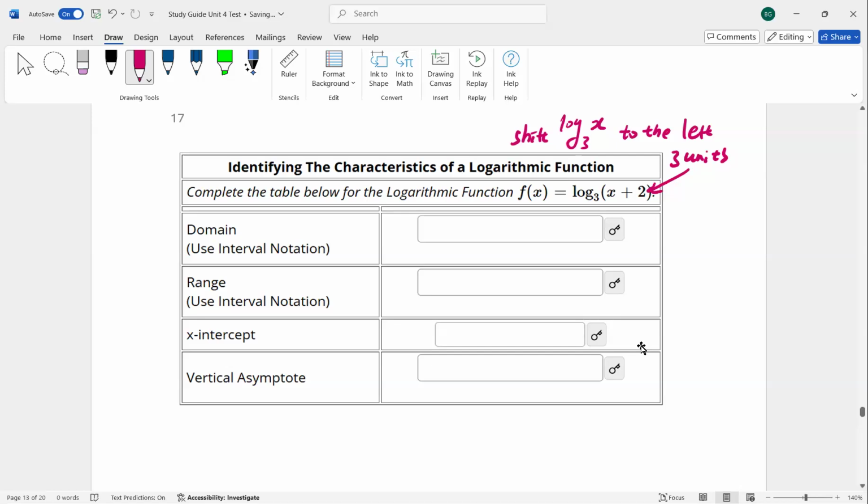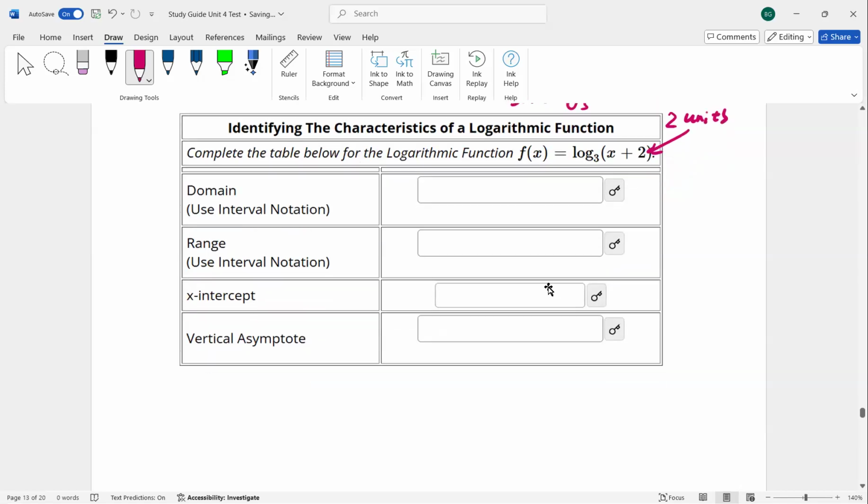All right, so firstly, 2 units. The mother function, log with base 3 of x, since the base 3 is bigger than 1, is log growth, logarithmic growth, increasing. Move the graph of this function to the left 2 units, and we would have the function in this problem, okay? Domain, use the interval notation, okay?